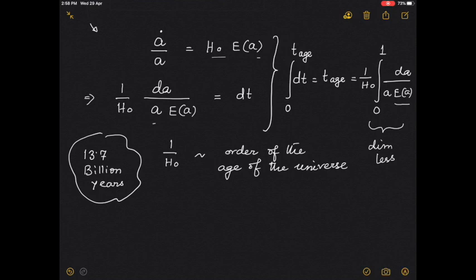To calculate that, you have to put the value of H naught and the omega naughts inside this E(a), and do the integral and find out. That I leave you as an exercise, to figure out the age of the universe. So you see, immediately I get an expression for the age of the universe.